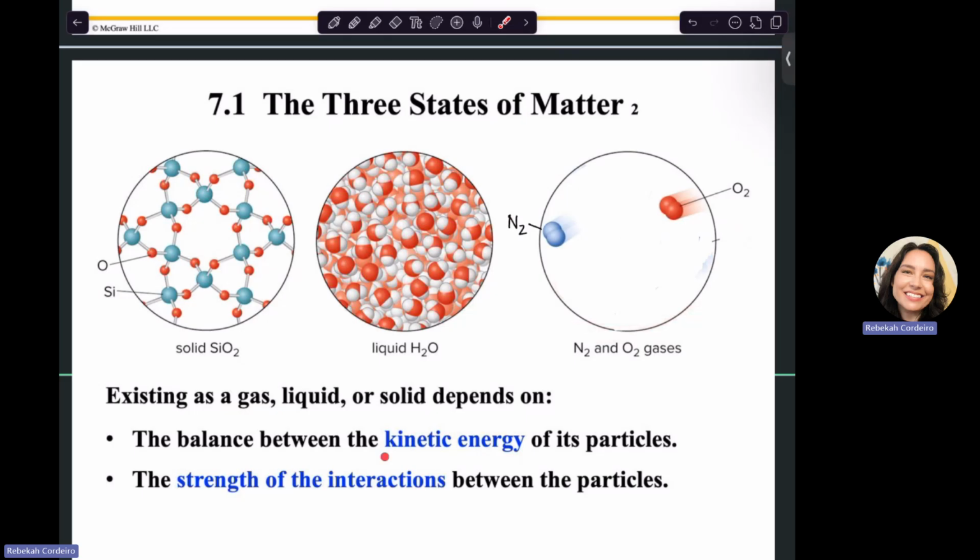Thinking about the kinetic energy of the particles, gas particles are moving way faster, liquid particles are moving slower, and solid particles are still moving, but they're moving very, very slowly. They're kind of vibrating. And then the strength of interactions between the particles: we can clearly see very strong interactions with solids because we form these crystal structures, very strong interactions with liquids because they're very close together, and very weak interactions with gases because they're very far apart.